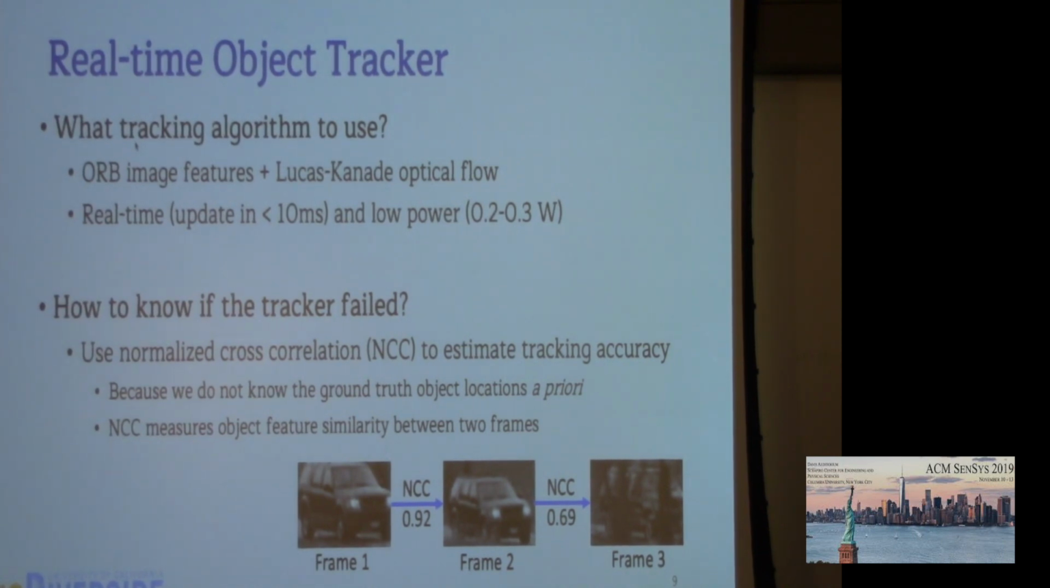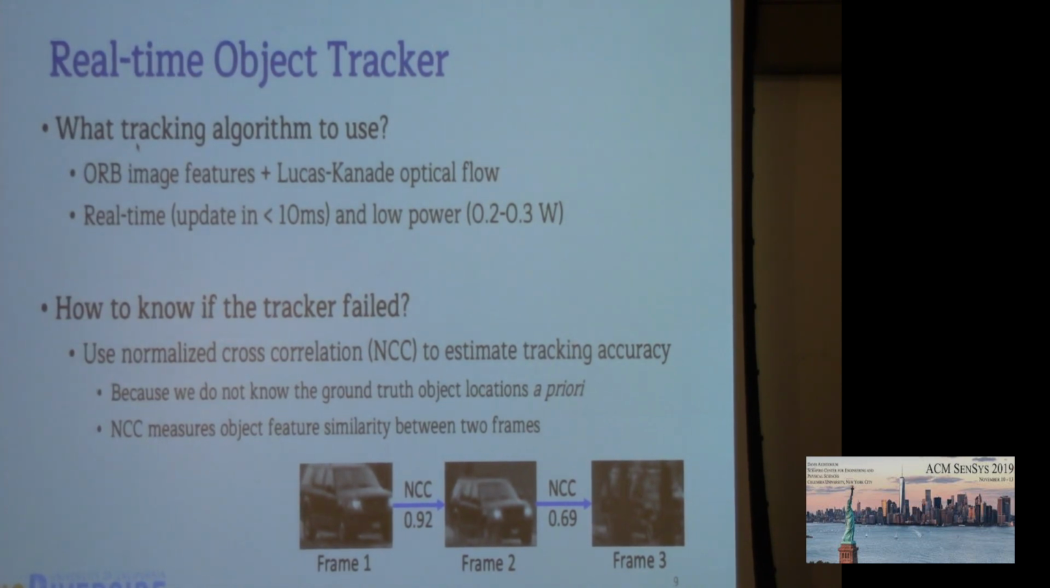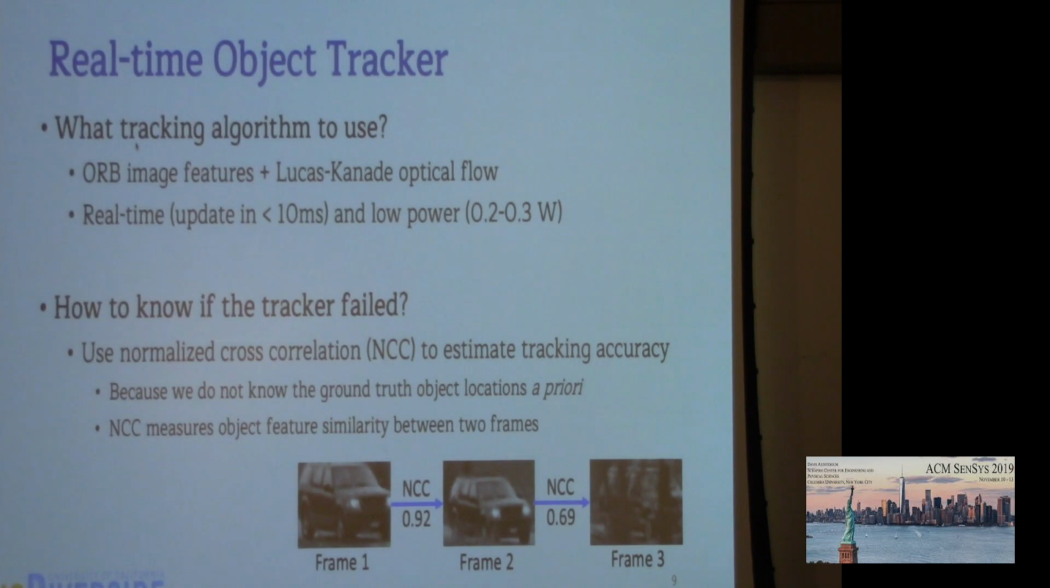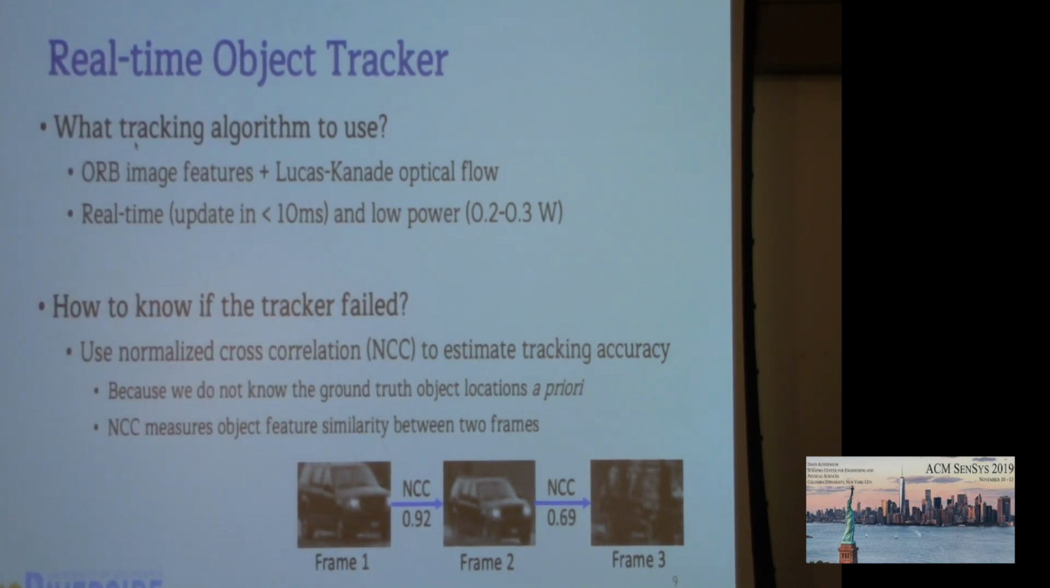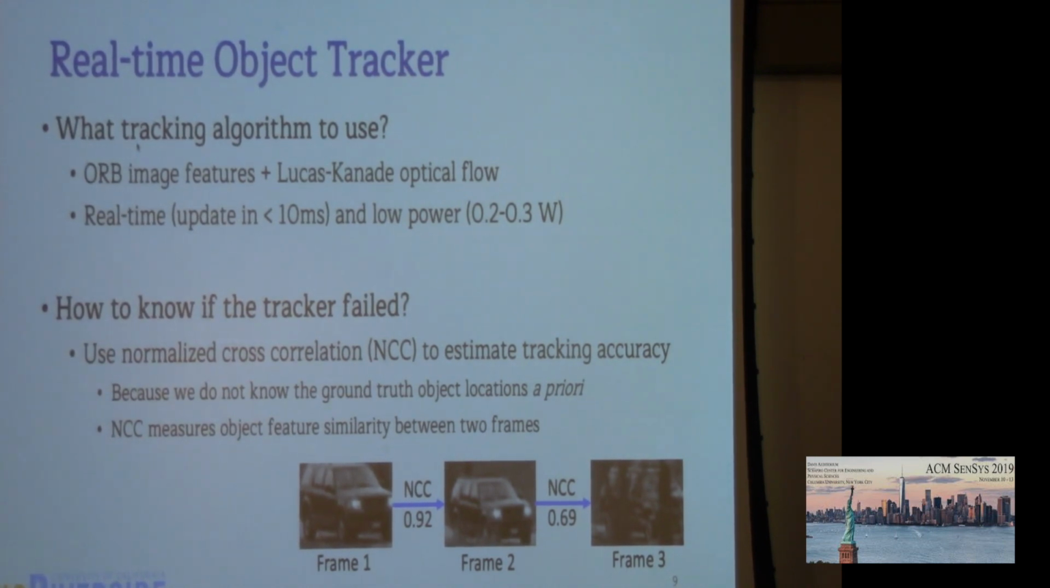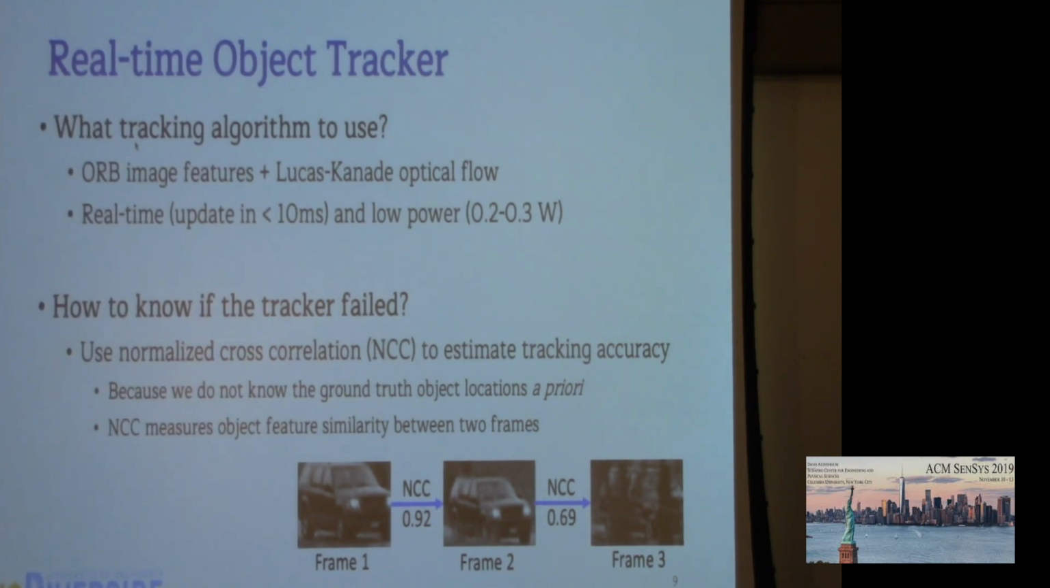One more important aspect is how do you know that the tracker failed, and then you need to trigger the DNN to recover from that failure? We need to use an estimation of the tracking accuracy because we do not have the ground truth. For the live system, we don't have the ground truth to say this is exactly the accuracy that the system is giving. So we use an estimation of the normalized cross correlation (NCC), which basically measures the object feature similarity between two frames. And we use this NCC as an estimation of the tracking accuracy.